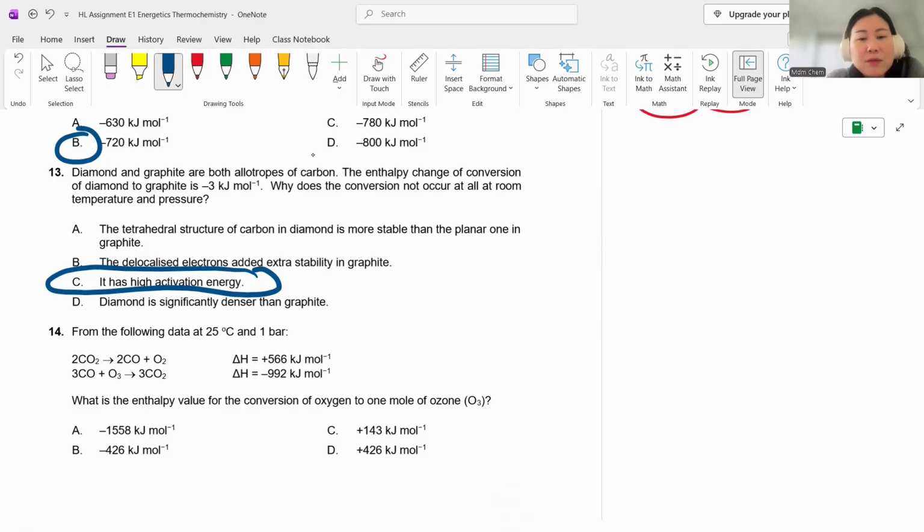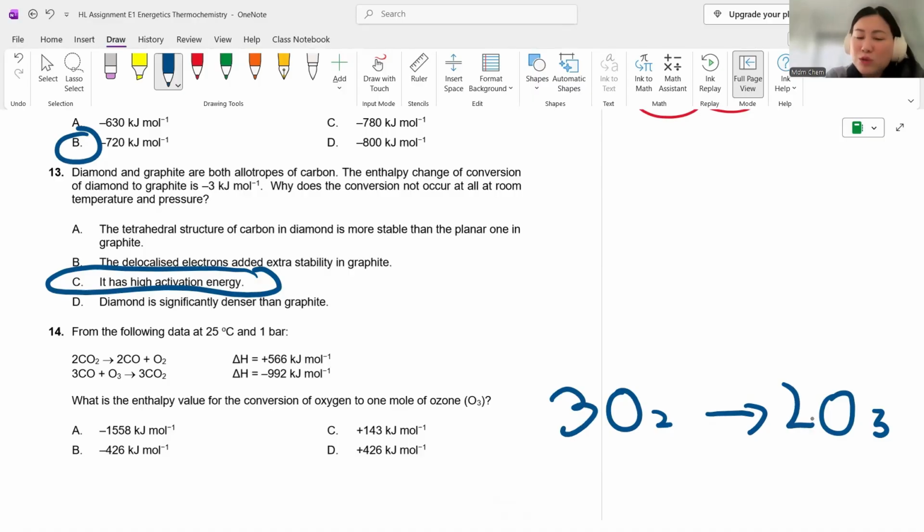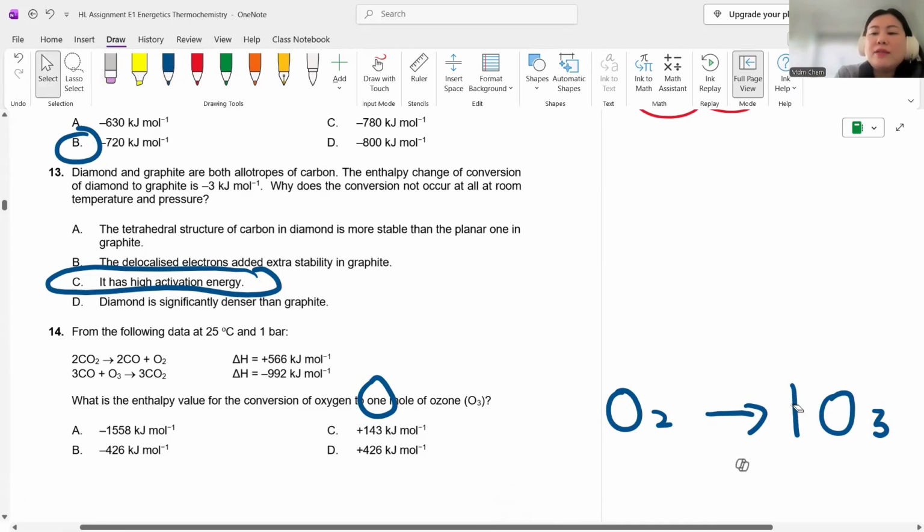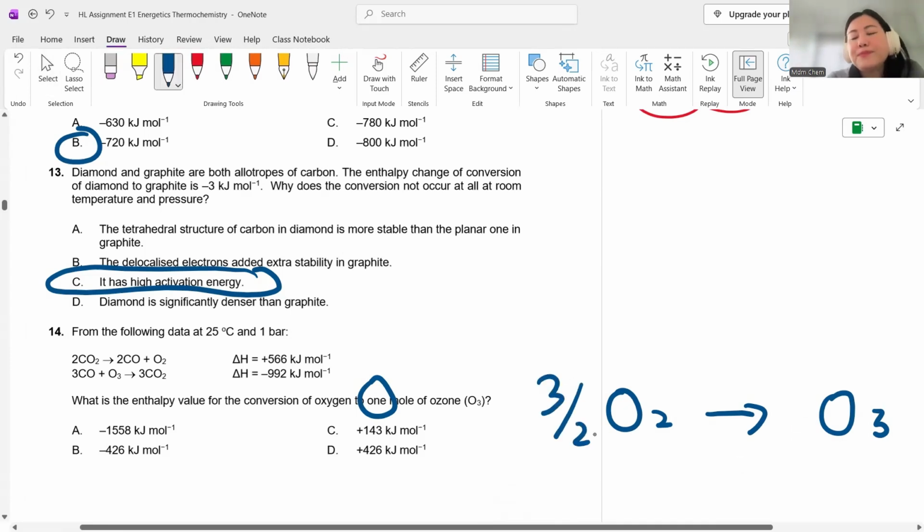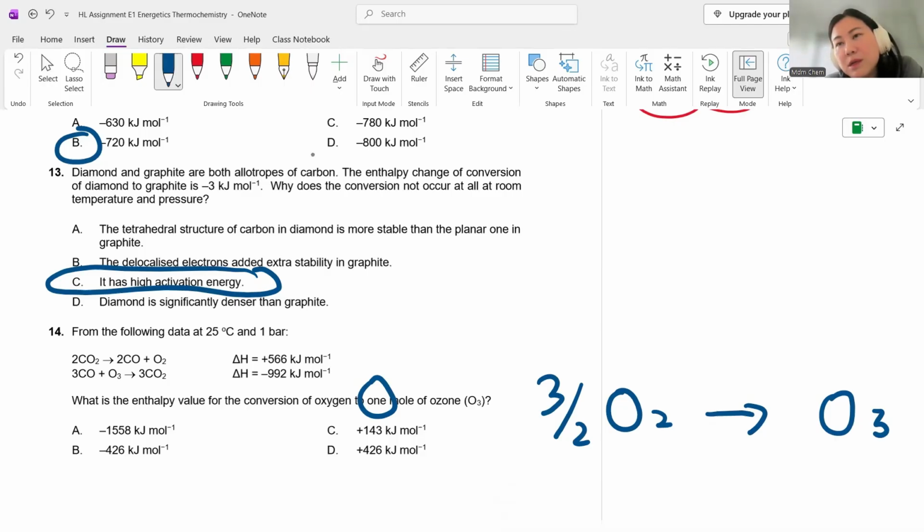All right. Now, next question, question 14. So over here, you have some equations. They ask you to calculate the conversion of oxygen to 1 mole of ozone. So write that equation out. So oxygen to 1 mole of ozone. Some students are very tempted, oh, madam, 3 and 2. No, because 1 mole, right? So we have to make it into 1. It has to be 1. And then, therefore, this would be 3 over 2, which is 1.5, to get me 3 oxygen atoms.